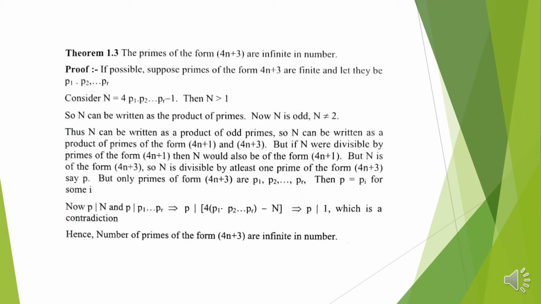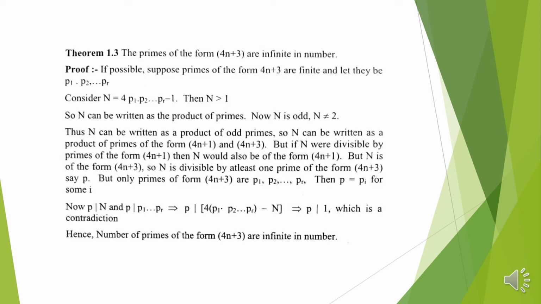But if n were divisible only by primes of the form 4n + 1, then n would also be of the form 4n + 1, but n is of the form 4n + 3. So n is divisible by at least one prime of the form 4n + 3, say p. But the only primes of the form 4n + 3 are p1, p2, p3, and so on pr. Then p is equal to pi for some i.